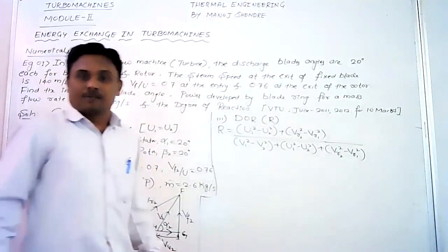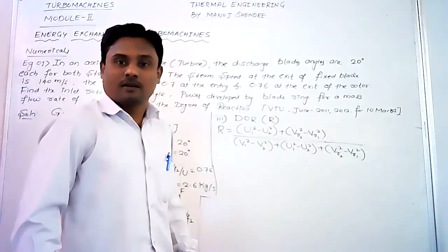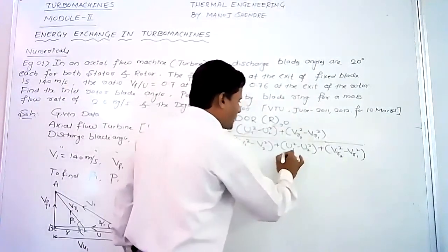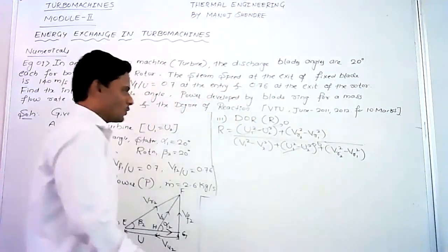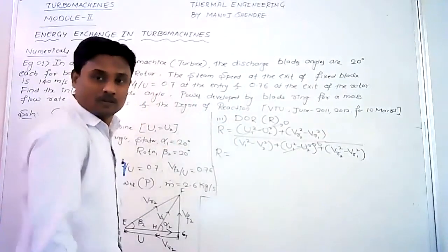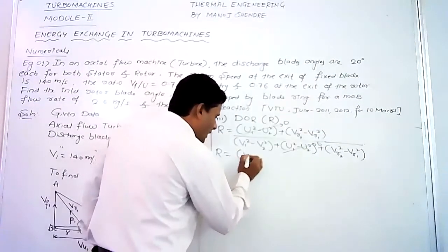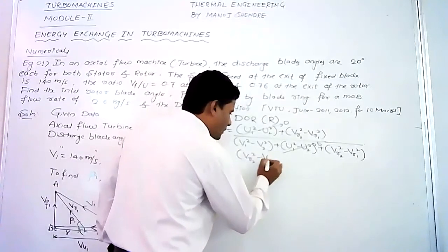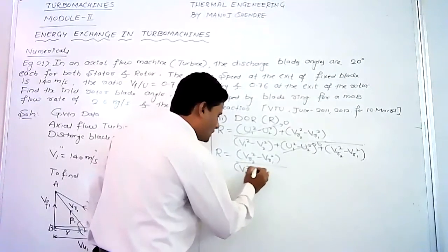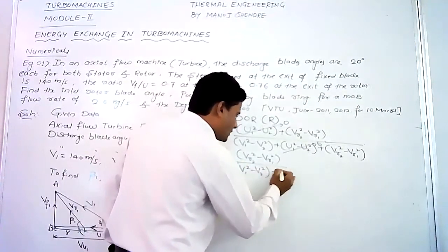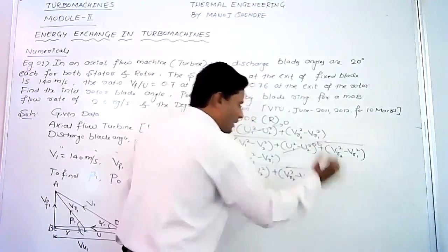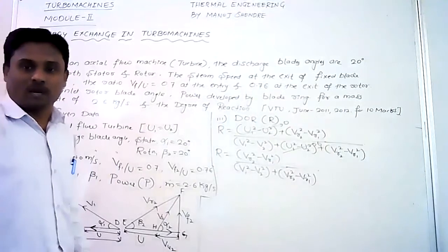Okay. Since we are dealing with the axial flow turbine, here U1 and U2 are equal and this term vanishes to 0. So R is equal to, since U1 equals U2, VR2 square minus VR1 square divided by V1 square minus V2 square plus VR2 square minus VR1 square. Now it's your duty to get the value of VR1 and VR2.